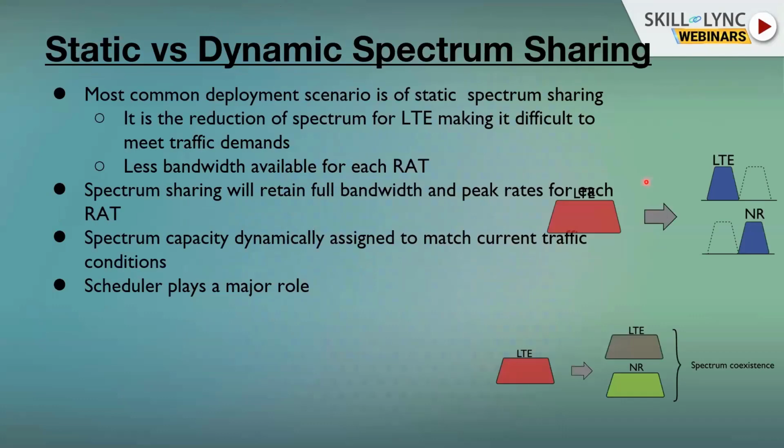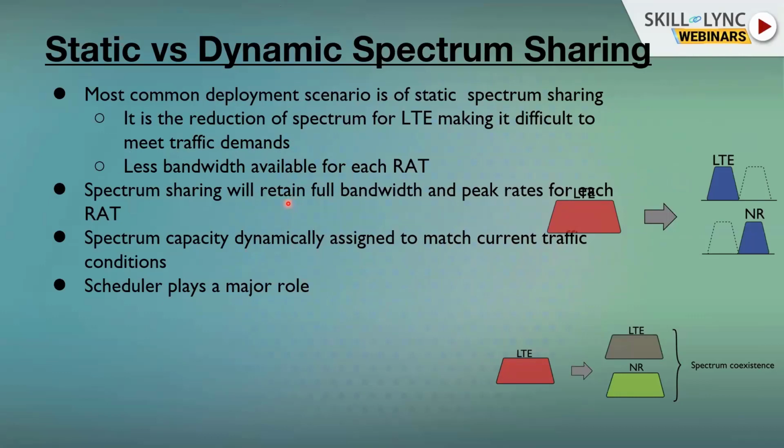So if we just look at this a little bit more deeply, the most common deployment scenario of static spectrum sharing is the reduction of spectrum for LTE, making it difficult to meet traffic demands. So this is where the bottleneck lies. You can't meet your traffic demands with static spectrum sharing at times. Less bandwidth is available for each RAT, right? Because you're only giving 10 megahertz to, say, LTE and 10 to NR, and that might not be enough bandwidth.